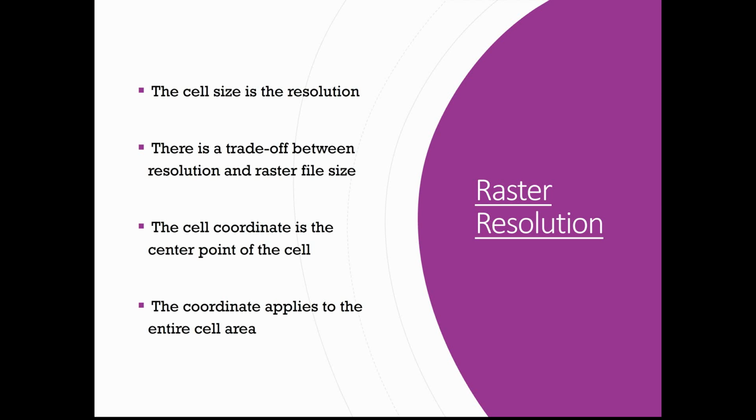In GIS, it is important that we know the resolution of the raster. The raster resolution is the cell size of each cell of the raster. Unlike how photographers represent resolution as the number of megapixels their camera uses, in GIS, we are not as concerned about the number of cells, but how much area on the ground each cell covers. There's a direct trade-off between resolution and file size. The cell coordinate is the center point of the cell, and the coordinate applies to the entire cell area.